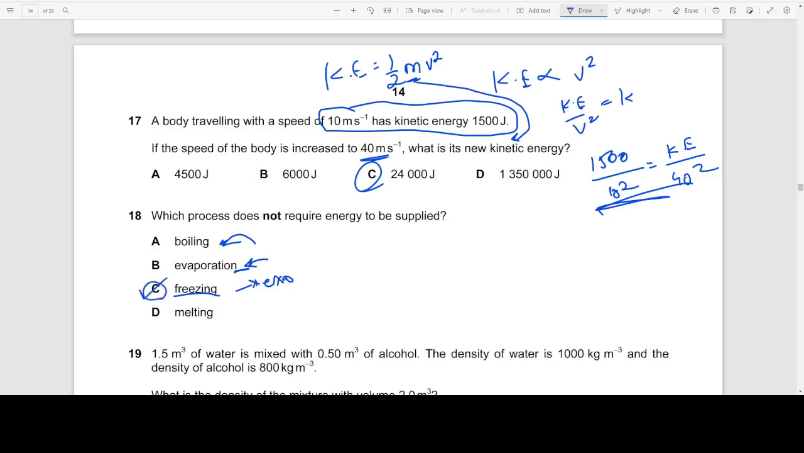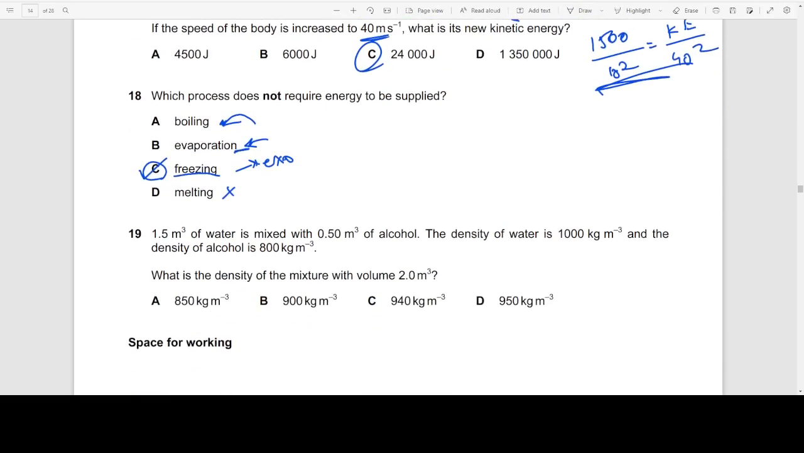Even for melting, which requires breaking of the lattice, the solid bonds, energy is required. So again, this is not the answer. The answer is going to be C, freezing.